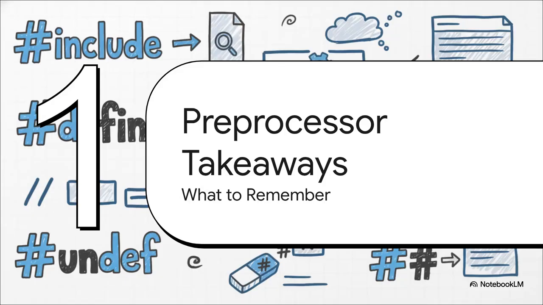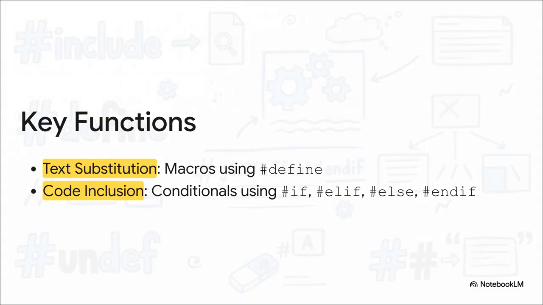Okay, that was a pretty rapid tour of your code's secret assistant. Let's just boil it all down to the most crucial takeaways you need to remember. At its core, the preprocessor really does two incredibly powerful things. First, it performs literal text substitution, which we use for constants and those tricky function-like macros with #define. And second, it selectively includes or excludes entire chunks of your code using conditional directives like #if and #endif.